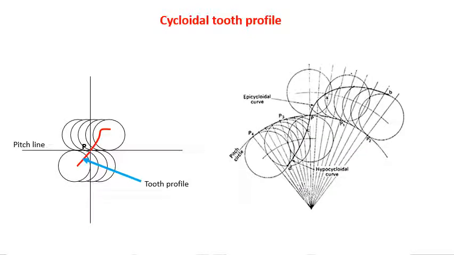So there are two types of gear tooth forms. One is involute and another one is cycloidal. The cycloidal form of a curve is nothing but a curve traced by a point on the circumference of a circle which rolls without slipping on a fixed straight line, right? The same thing we have discussed in cams.